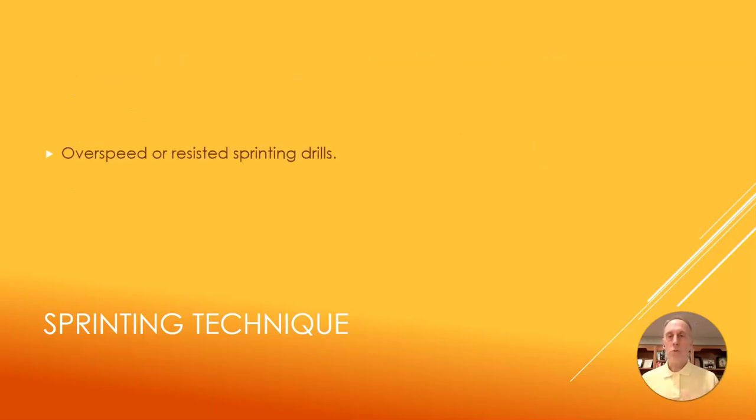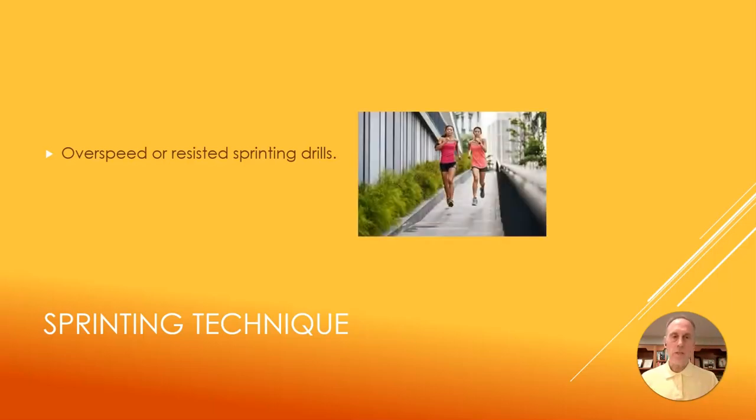And with overspeed or resisted, you can kind of categorically just group them like this. You have overspeed where you're running on a slight downhill grade. It's not downhill, but it's on a slight downhill grade, enough where you can get good running mechanics and do so at a faster turnover pace.